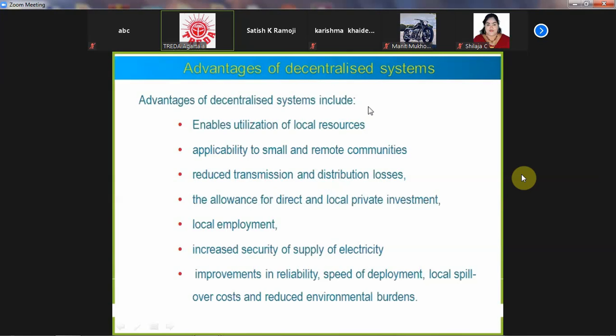In this way, we can also create local employment and increase security of electricity supply, because the electricity is produced in my home. I am producing electricity, I am using electricity, and I am not dependent on others. So it is my security. And improvement of reliability, speed of development, local spillover benefits, and reduced environmental burden.